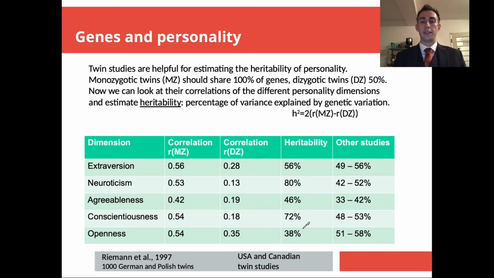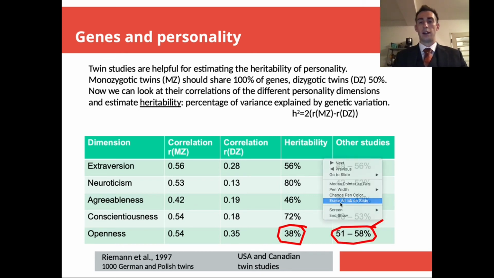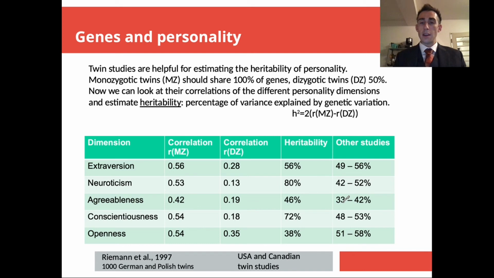So take these with a grain of salt because, for example, this number is reversed between these two sets of studies. But in any case, it seems that there is a significant effect of genes on personality. So these are mostly around 50%, which implies that it's a significant effect of genes on personality.